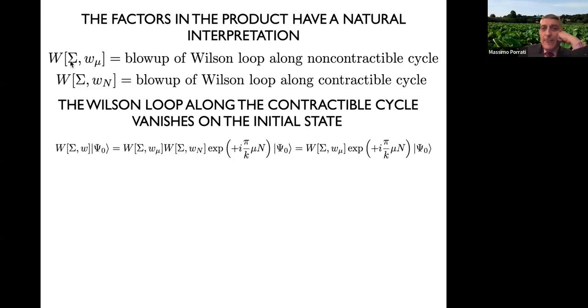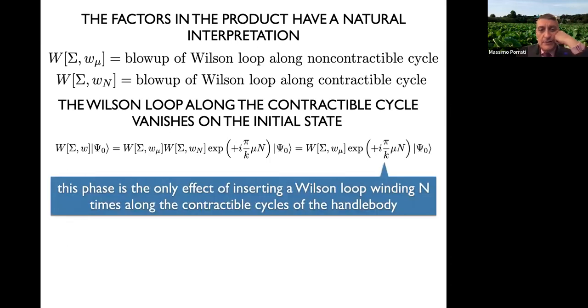What does this mean? Well, it means the following: what I call W sub mu, the Wilson loop of W mu, is what you obtain by blowing up a Wilson loop along a non-contractible cycle, while the other one, W sub n, is a blow-up of a Wilson loop along a contractible cycle. But the Wilson loop along the contractible cycle vanishes on the initial state. If you compute the total Wilson loop and write it as a product of two pieces, the Wilson loop along the non-contractible cycle times the Wilson loop along the contractible cycle times a phase, you will get only the Wilson loop along the non-contractible cycle, because this term over here, when you apply it to psi 0, gives you the identity.